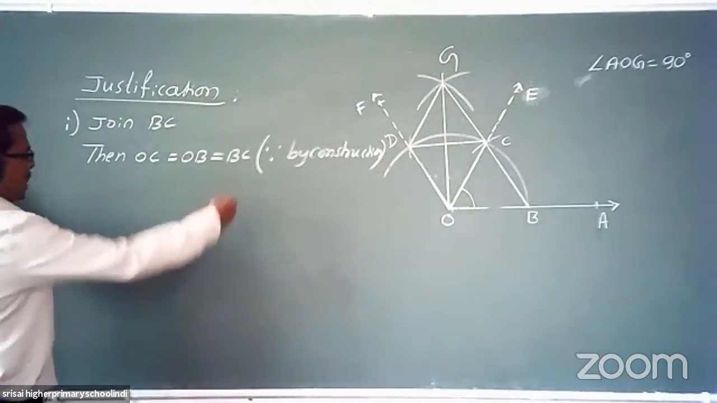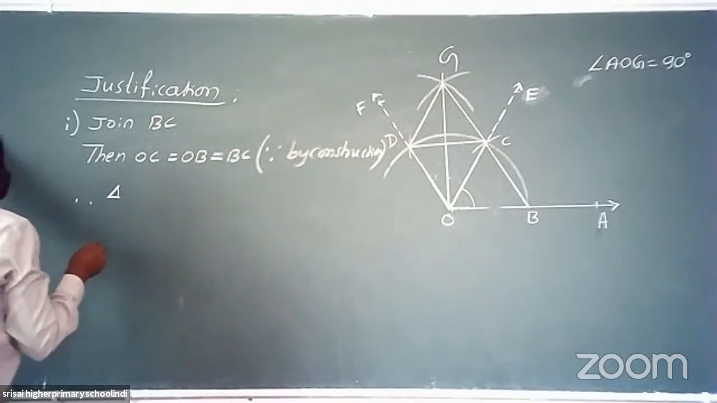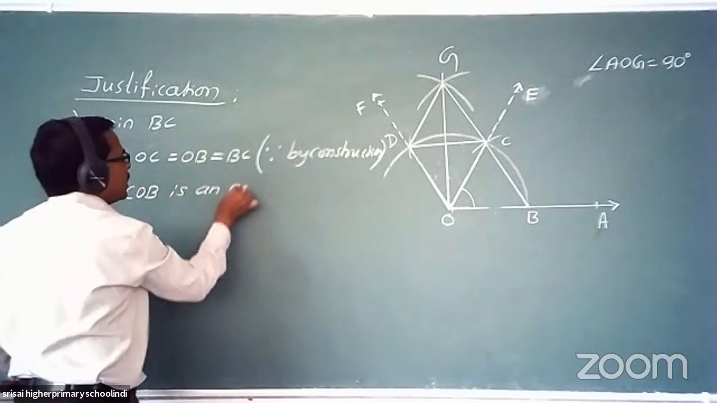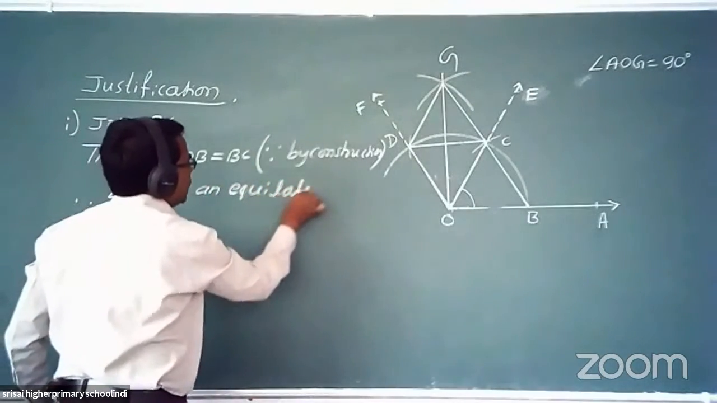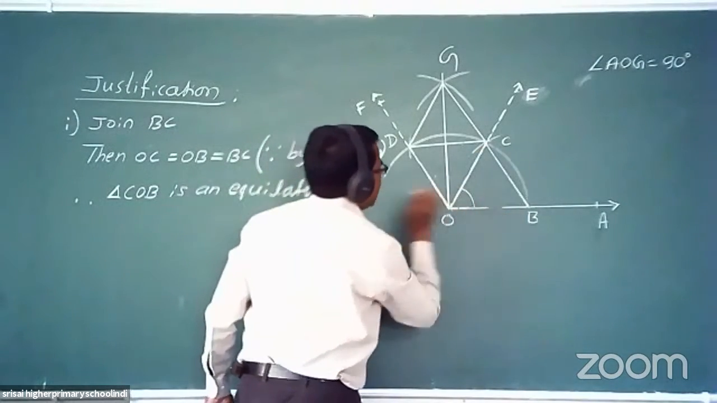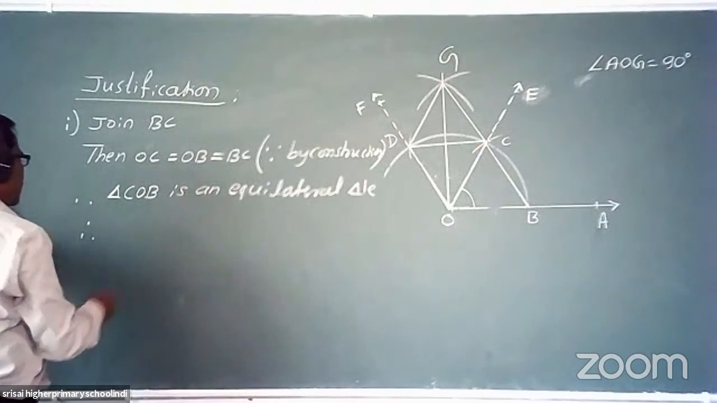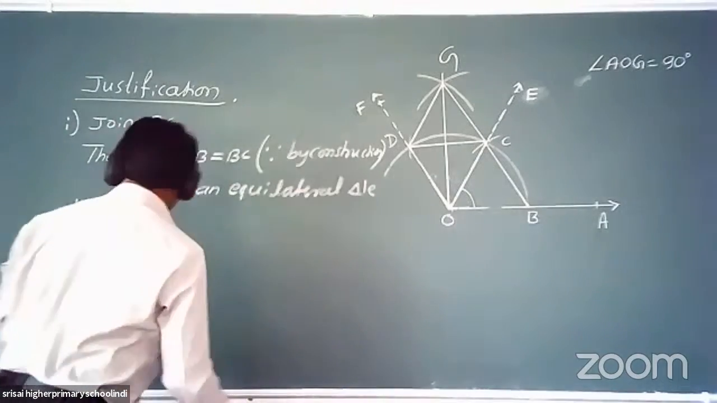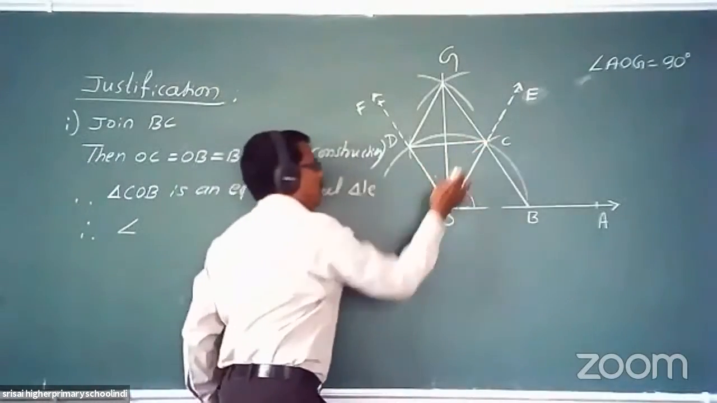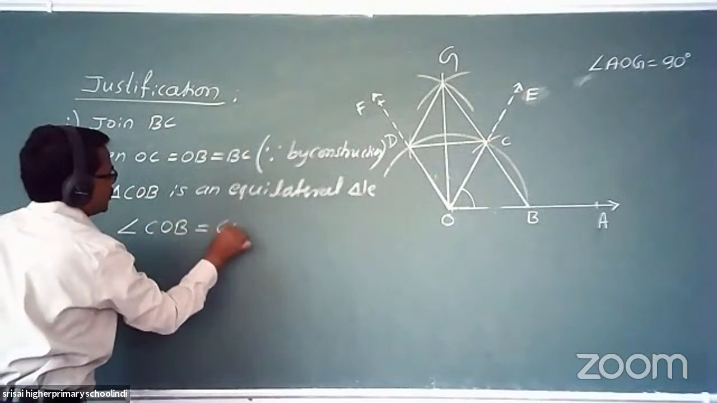If 3 sides of a triangle are equal, then triangle COB is an equilateral triangle. If it is an equilateral triangle, all angles are equal to 60 degrees. Now the angle COB, angle COB equal to 60 degrees.